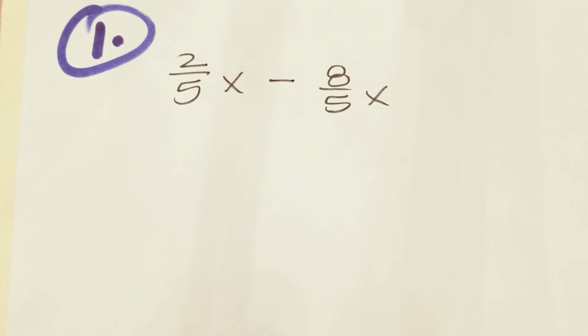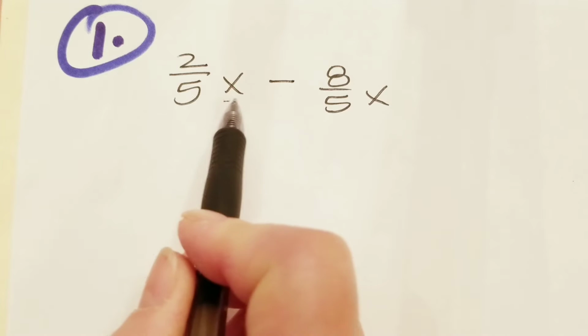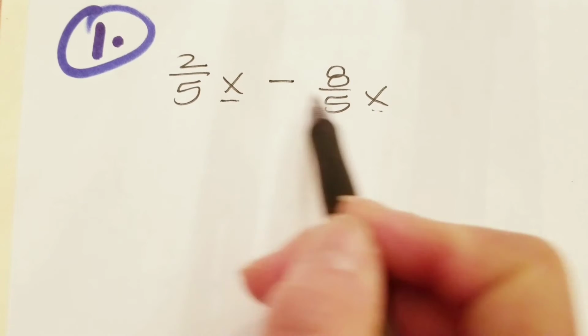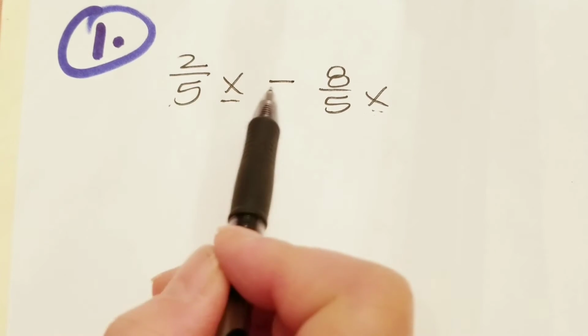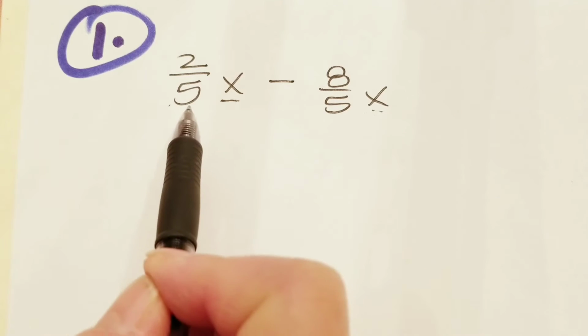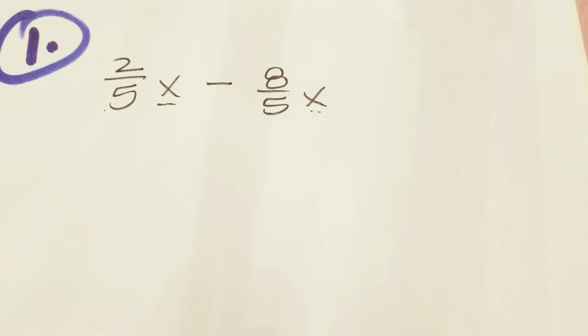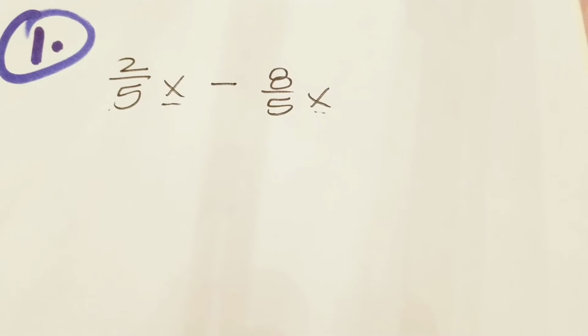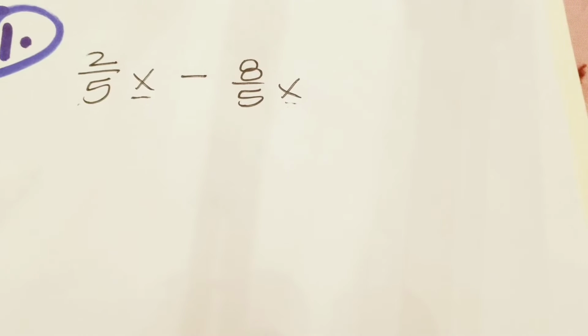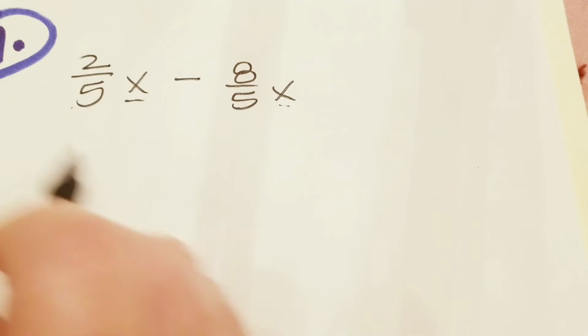So let's go ahead and look at number 1 in lesson 6.5. So we have 2/5 x minus 8/5 x. Again, we can look at this problem and recognize that we have two like terms. So we're able to subtract these two together. We also notice that we have a common denominator of 5. And before we get into this problem, I want to go over a concept again, the distributive property, and how we can undo this problem using the distributive property.